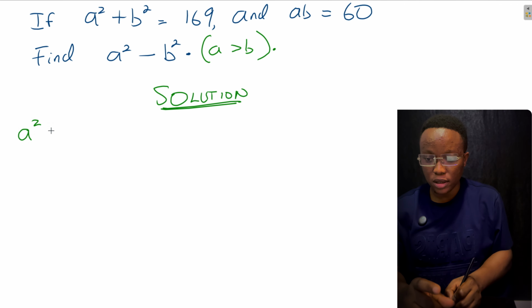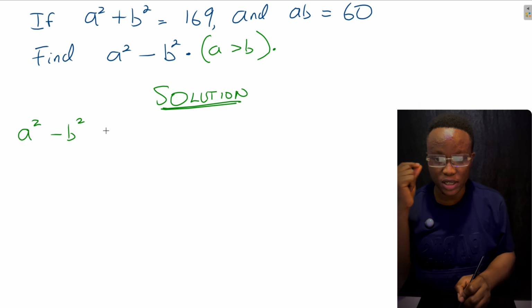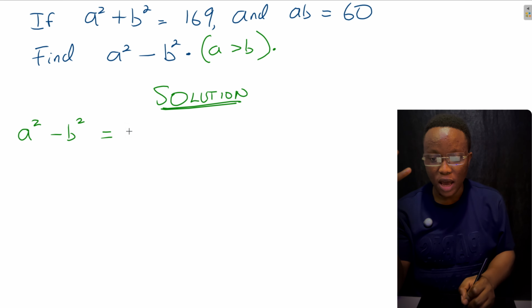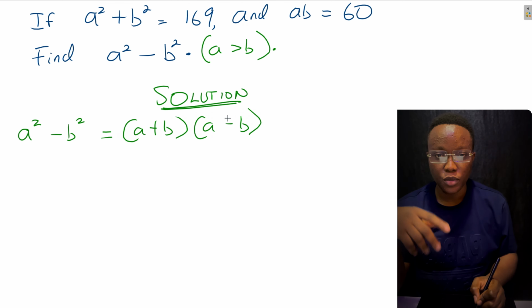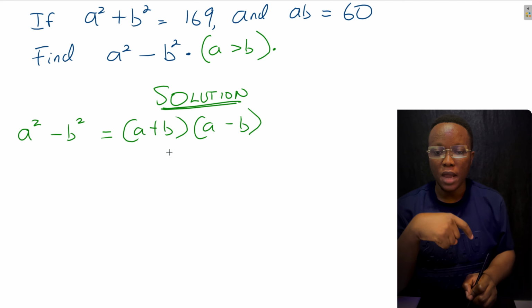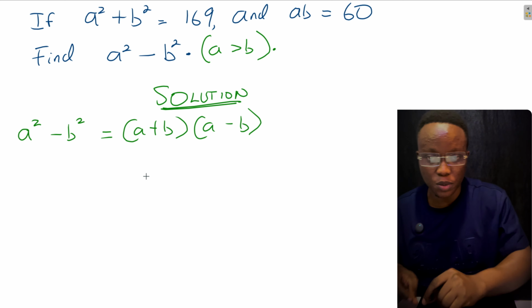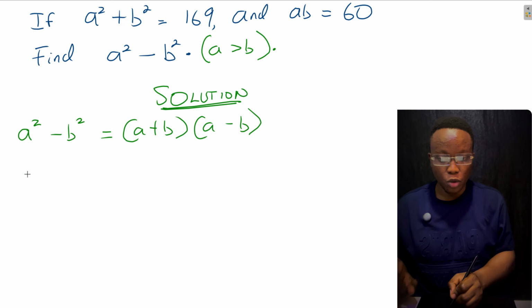A squared minus b squared is a difference of two squares, right? And we can write the difference of two squares as a plus b, a minus b. Now, having said that, our job is to find what a plus b is and what a minus b is.